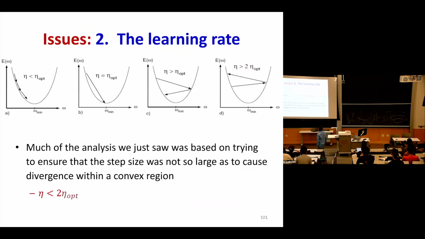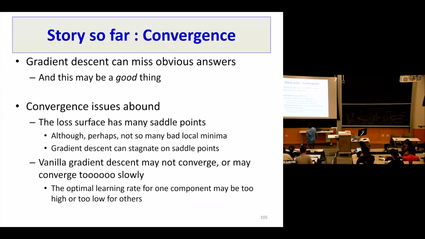So there are a couple of different solutions that come up. So the story so far: gradient descent can miss obvious answers. Convergence issues occur because the loss surface has many saddle points, and gradient descent can stagnate on saddle points. Vanilla gradient descent may converge too slowly, or not at all, because the optimal learning rate for one component may be too high or too low for the other components, right?